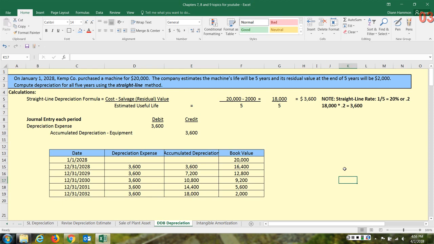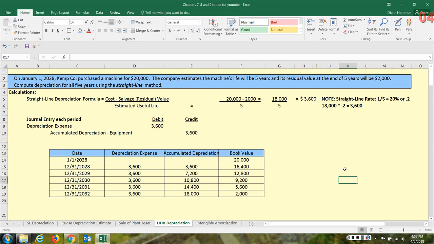Well, the good news about straight line is it's going to be the same amount each year for depreciation expense. $20,000 cost minus $2,000 residual value divided by 5 years gives us $3,600 per year. The entry for depreciation expense would be the same each year. Depreciation expense, debit, accumulated depreciation, credit.